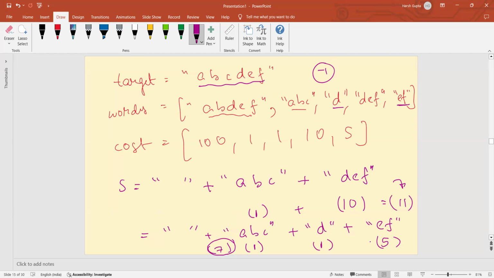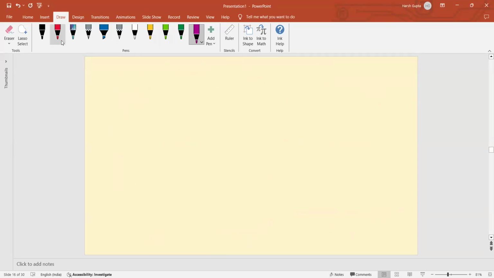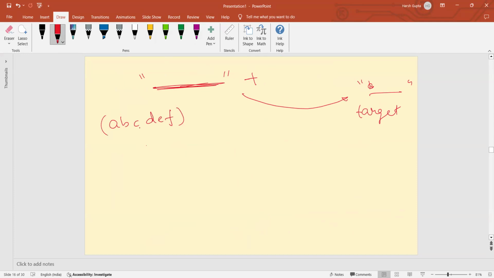If you look at what you actually require to do, whatever string I have formed till now, from this I need to reach the target string, right? I have some target string and I need to reach it. So to this particular string, I need to add something. Now, let's suppose my target string is A, B, C, D, E, F, and till now I have got a string like A, B, C, D. So to this, I need to add EF, isn't it?